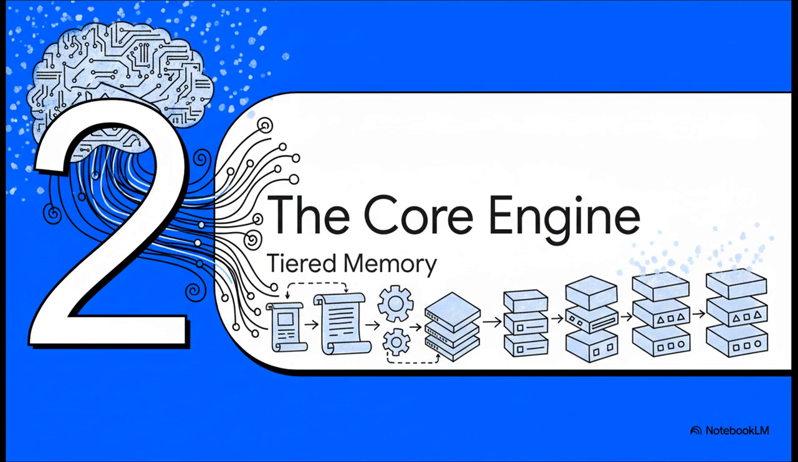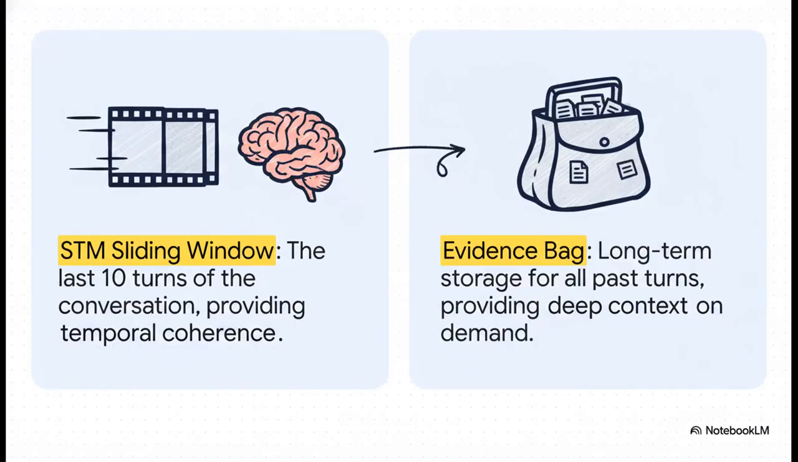Now, a smart brain is great, but it's pretty useless without a good memory, right? So let's move to the next part of the blueprint and see how this agent remembers things, because it is definitely not just one simple log file. The agent has this really smart 2-tiered memory system. So you've got the STM sliding window. Think of this as its short-term memory. It keeps the last 10 turns of your conversation right there, front and center.